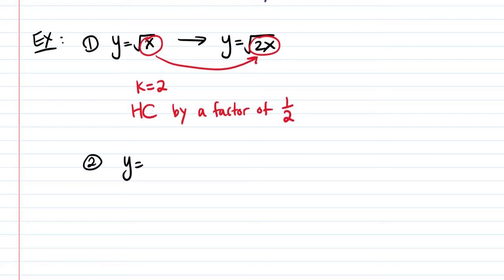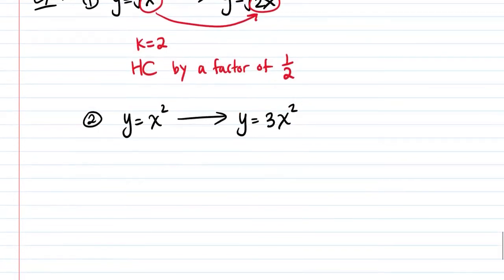Example 2, y is x squared, transformed to y is 3x squared. Okay, so just be careful for this example. It looks like 3 is multiplied to the variable x, but it is not, because 3 is actually multiplied to the x squared. So it's not for the vertical compression or expansion. It is actually for the other one, but let's change the form to verify that it is for the vertical case.